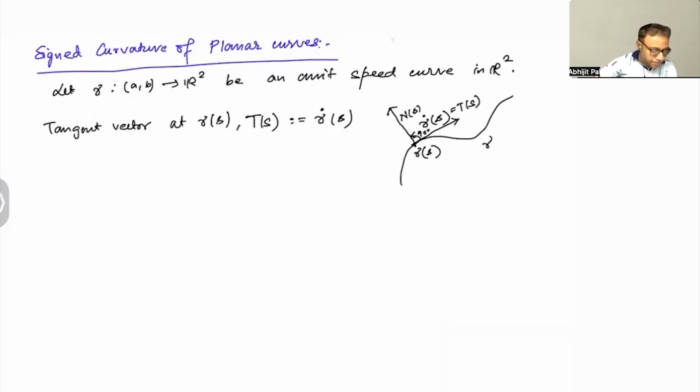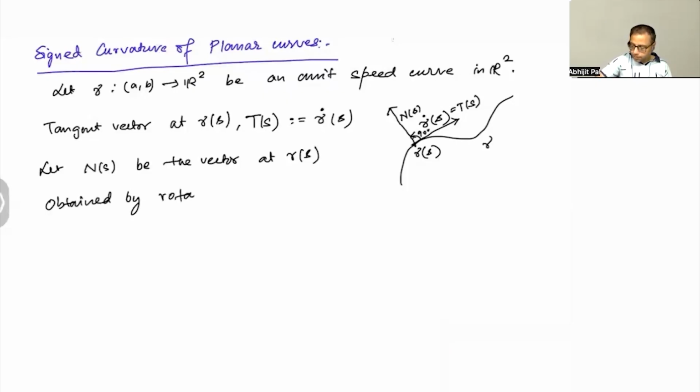So let N of s be the vector at gamma s obtained by rotating T of s anti-clockwise by the angle pi by 2. All right. So I have taken this gamma to be a unit speed curve.